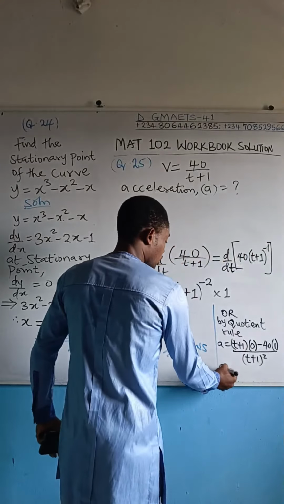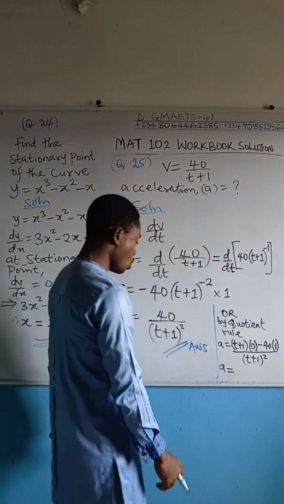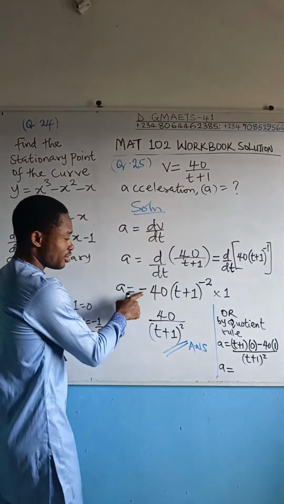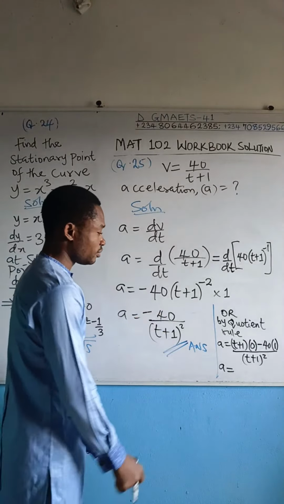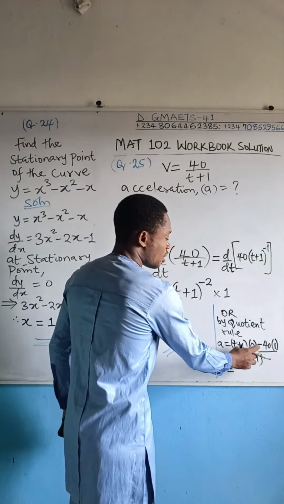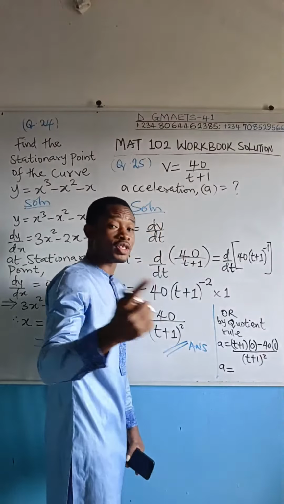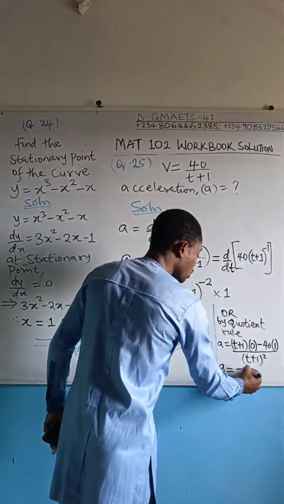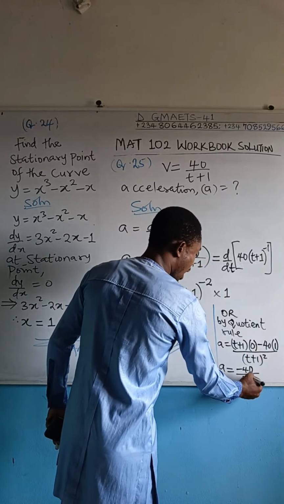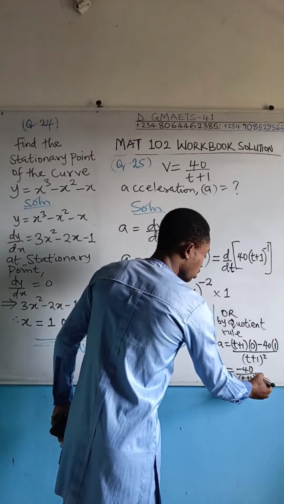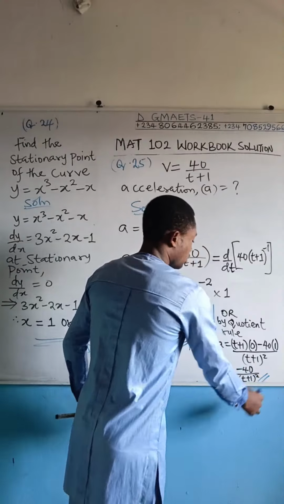So in conclusion, acceleration will now be t plus 1 times 0 give us 0. So that term goes off. I omitted minus here. I'm sorry. There's a negative. Look at it. There's a negative as you're solving. So t plus 1 times 0 give you 0. It goes off. 0 minus 40 times 1. 40 times 1 is 40. 0 minus 40 will give us minus 40. Then divide by t plus 1 raised to power 2. So you see that we got the same thing, right? Good. We got the same thing.